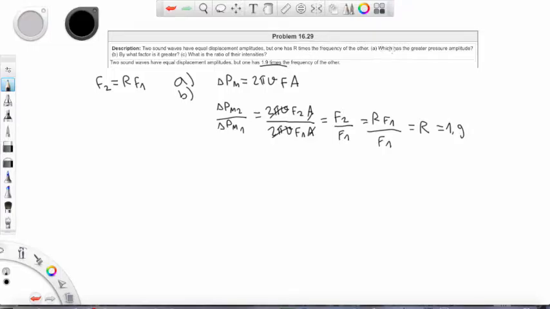So to answer the question, which has the greater pressure amplitude? It's the one that has higher frequency, in this case F2. And by what factor is it greater? It's greater by a factor R, which is 1.9.